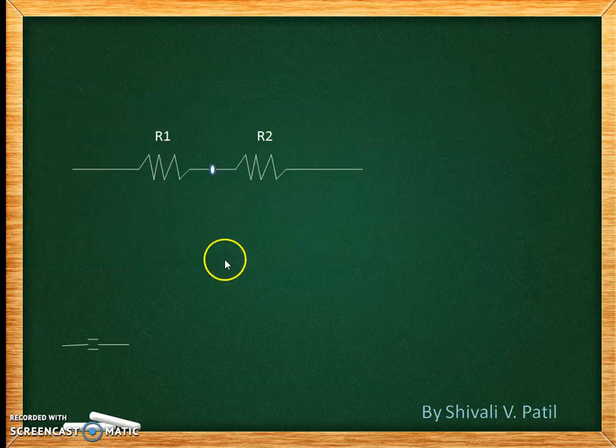Next, consider two series resistors R1 and R2 connected with this point, node or a junction. First, before going to KCL, we will discuss the law of conservation of charge, because the law of conservation of charge leads to the law of currents. So how we will discuss here.